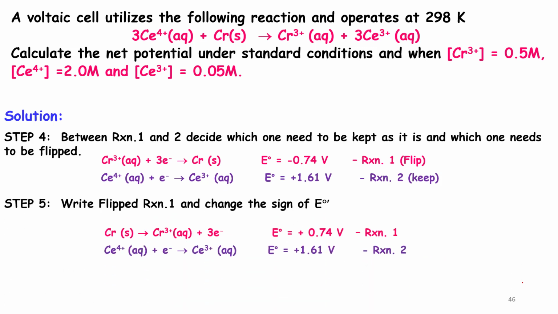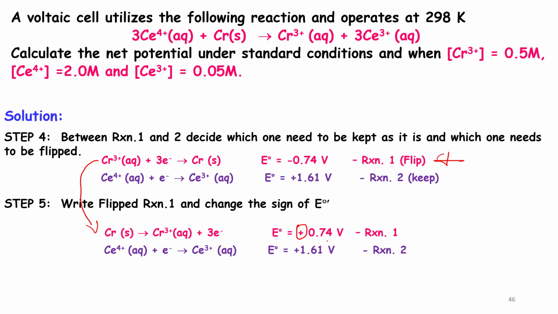So you can see that in step 5 we've flipped it. When you flip it, the first reaction has been flipped. You can compare the chromium reaction here to the chromium reaction here. We have flipped it in step number 5. So once you flip it, you also have to change the sign of the voltage. So we have changed it from negative to positive. So we write it down and just keep it.